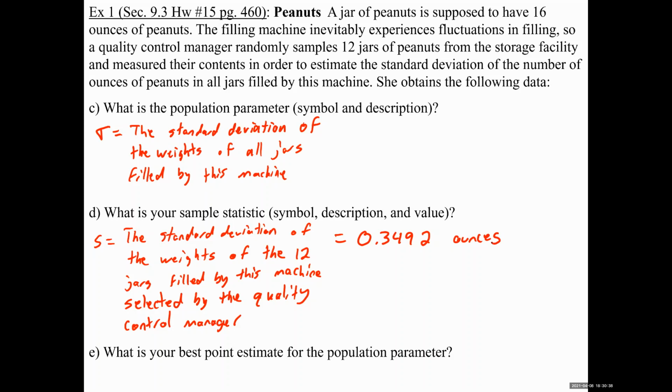The standard deviation of the weights of those 12 jars of peanuts is 0.3492. But I want to know the standard deviation of the weights of all jars made by this machine, which is sigma. I don't know it. I don't have the data for it. What's my best guess? The 0.3492. It's probably a bad guess, but it's my best guess. And that's what we're going to write over here. Sigma is approximately S, which is 0.3492 ounces. All right, that's part E. Any questions up to part E?